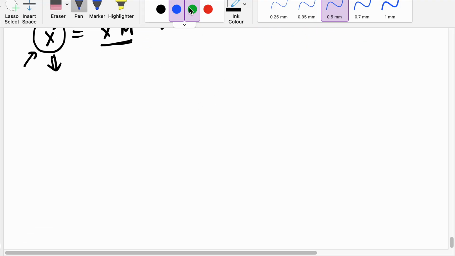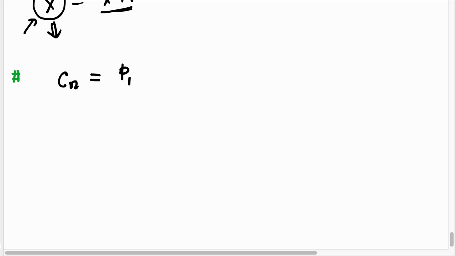Now let us do the simplest thing possible. What will be the value of x bar? What will be the probability of cooperating in this round? With p1 probability, I will cooperate. Okay, let me do it in this way.